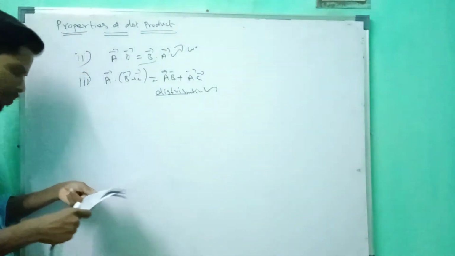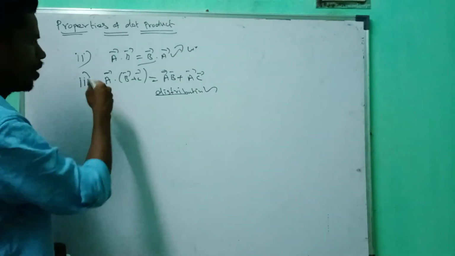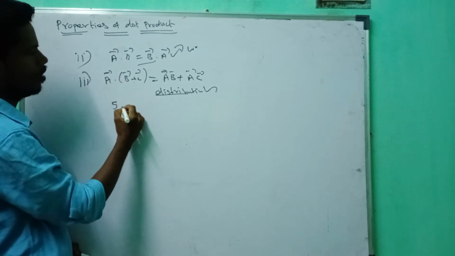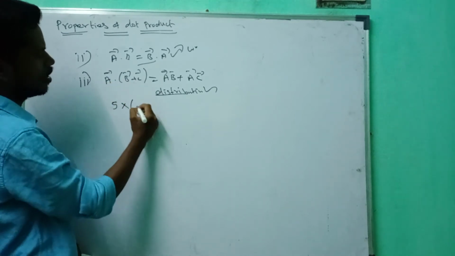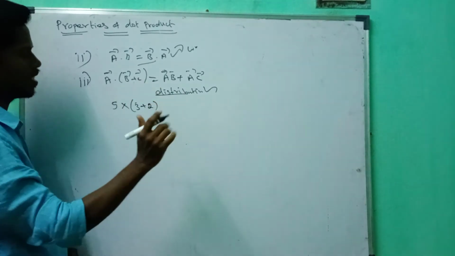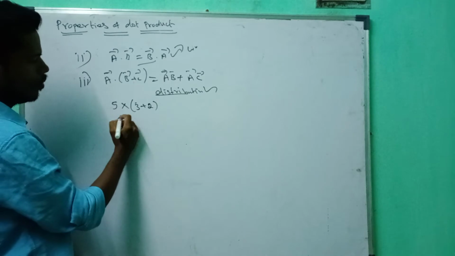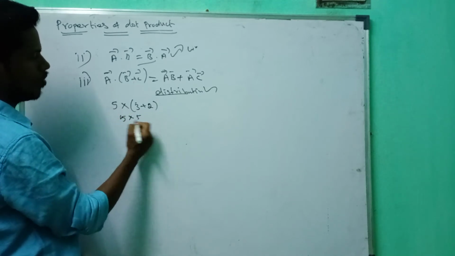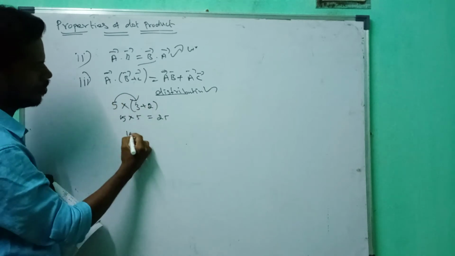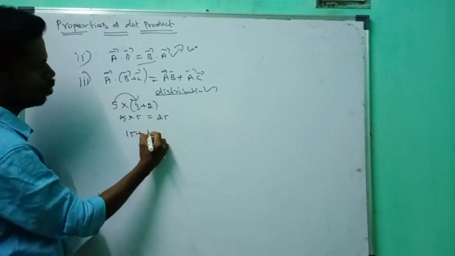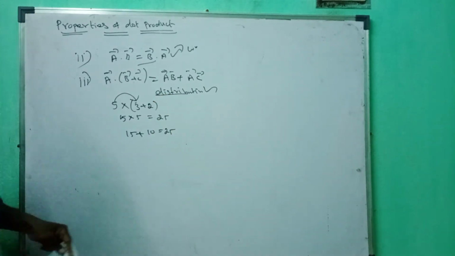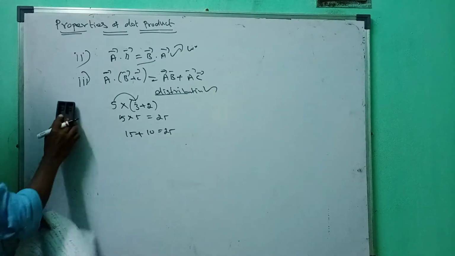Again I tell you one example for this one. Simply consider a vector is 5, b is 3, c is 2. What happened? 5 into 3 plus 2, 5 is 25. Again we can write it like this: 5 into 3, 15, plus 5 into 2, 10. So it is equal to 25. So it obeys the distributive law. That is very important.